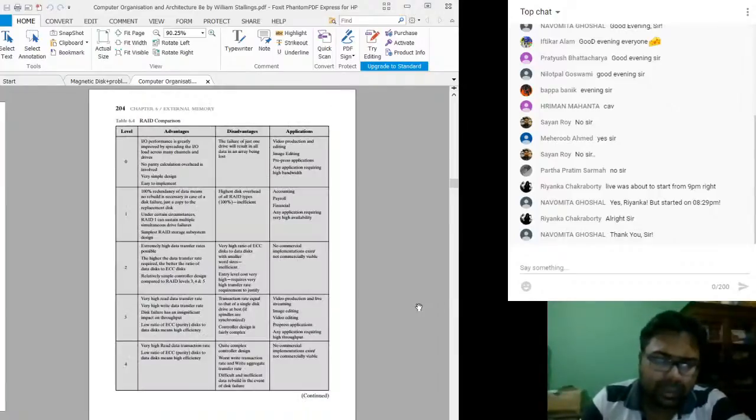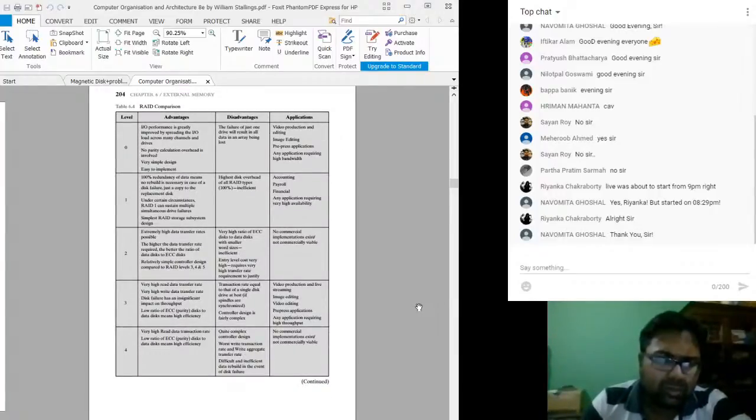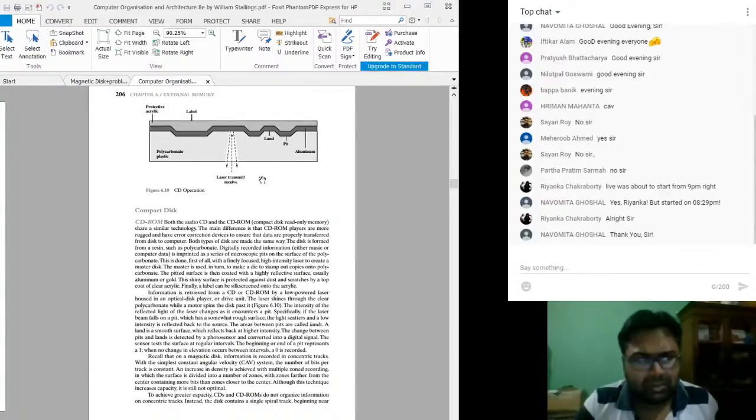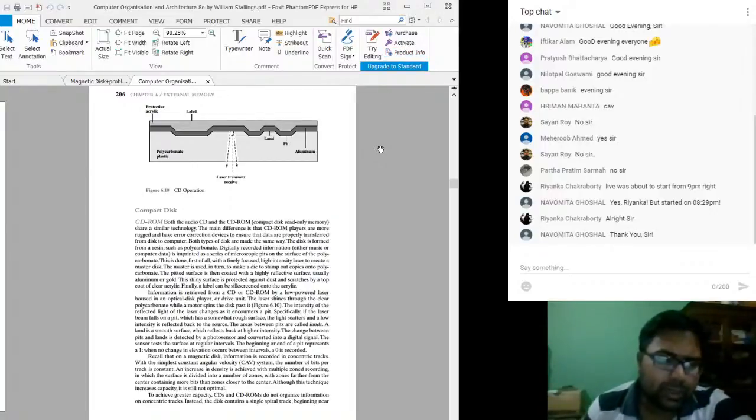Next we'll see optical memory. I'll not go into much detail of optical memory. I'll just explain this figure. It is basically the backbone of your optical disk.